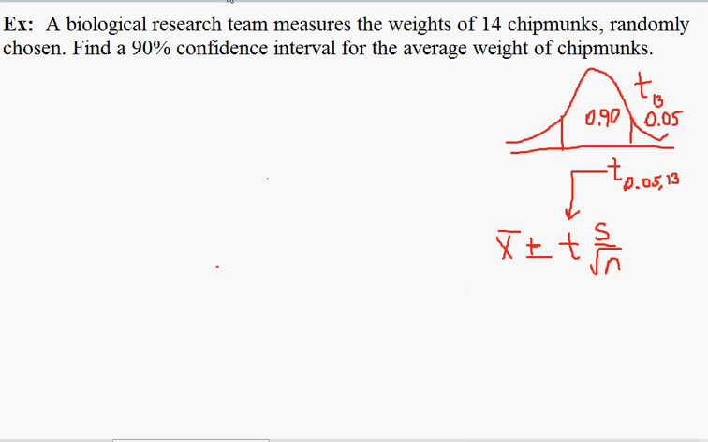And so finally we have that the confidence interval will be 8.76 plus or minus 0.36 when I round to 2 decimal places.